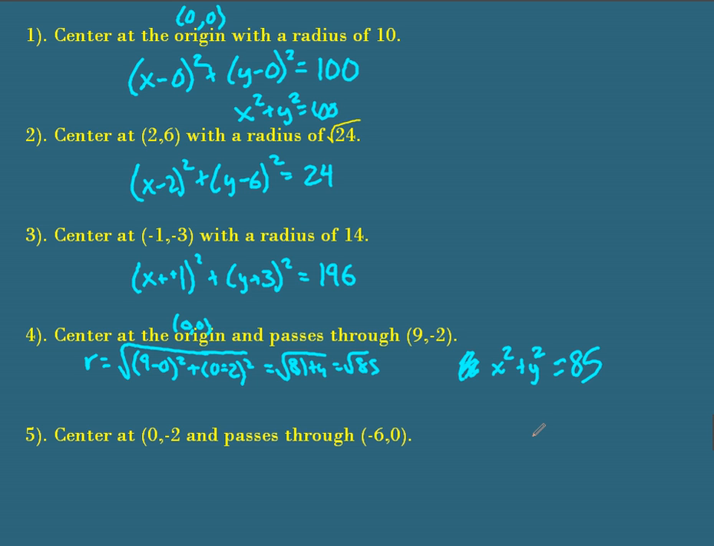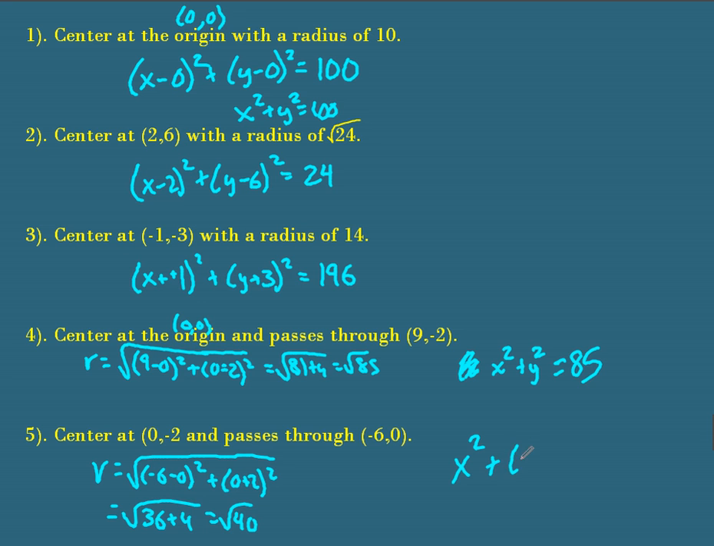For number 5, same idea, find the distance first. So subtract the x, negative 6 minus 0 squared, and subtract the y, 0 minus negative 2 squared. That will give me the square root of 36 plus 4, so I have the square root of 40, which when I square it will just become 40. So with my center being 0, negative 2, x squared plus y plus 2 squared will equal 40.